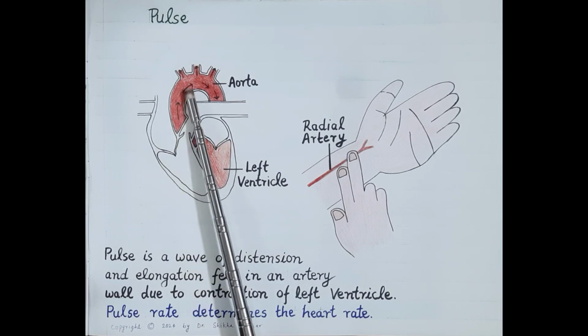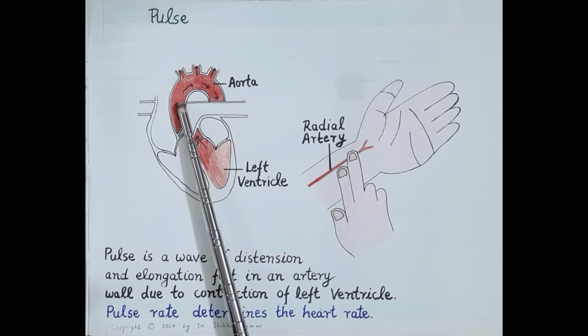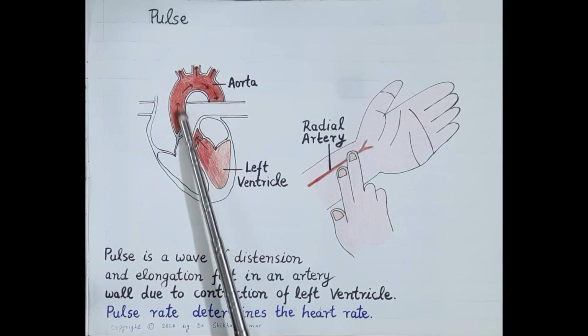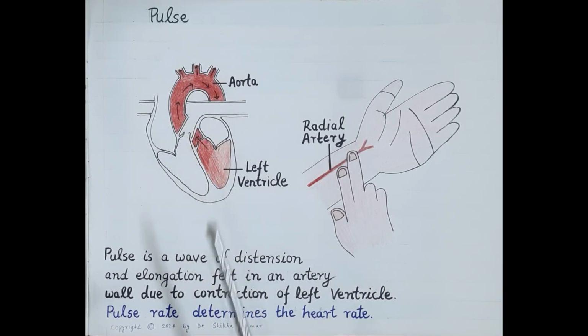Now the number of pulses per minute corresponds to the number of times the left ventricle contracts and pushes the blood into the aorta. So the pulse rate determines the heart rate. And the normal pulse rate or the normal heart rate at rest is 60 to 100 beats per minute.